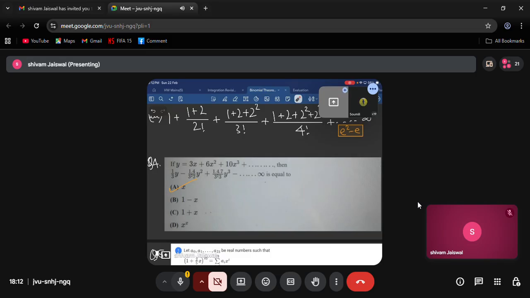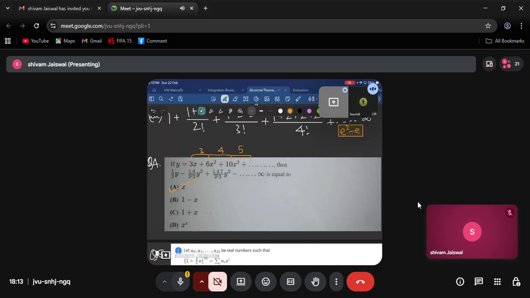The first series, y is equal to 3x plus 6x square plus 10x cube. Can you identify what kind of series it is? Can anyone else identify and tell me? Achha, wait. You will understand it now. Can you see that the difference is 3 over here? Then the difference is 4 over here. Then the difference will be 5 over here. Yes, sir. Can you understand?